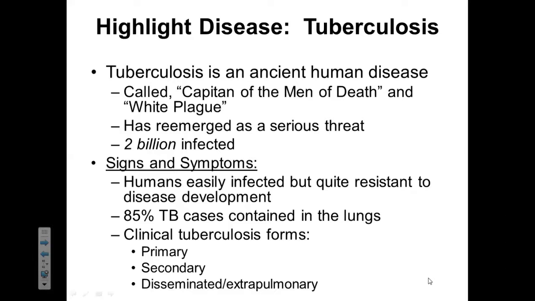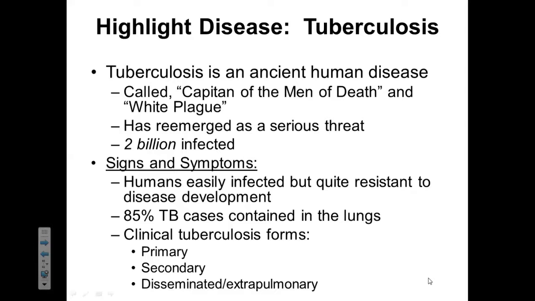Tuberculosis recently is re-emerging as a serious threat, particularly with pan-resistant or multidrug-resistant tuberculosis. In East Asia and in the Russian prison systems right now, there are some strains of tuberculosis that are quite terrifying. Right now on our planet, there's 2 billion people infected with tuberculosis. In other words, over 20% of the human population is infected with tuberculosis right now. In 85% of cases, TB is going to be contained within our lung.